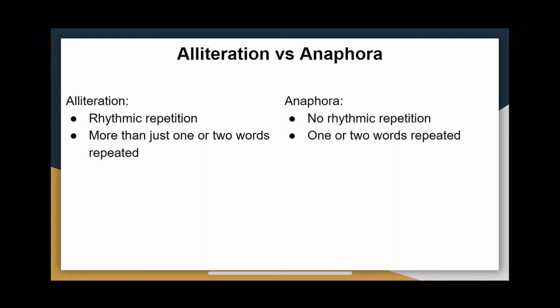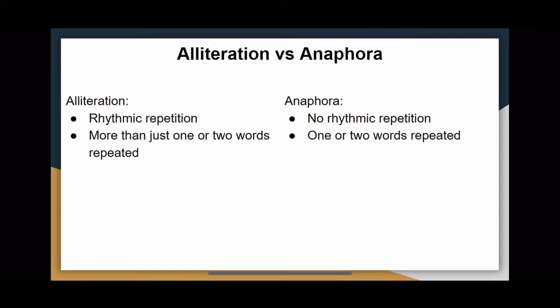A very simple way to figure out the difference between both is simply by listening for rhythmic repetition. Alliterations contain a rhythmic repetition, but not anaphoras. Anaphoras repeat words, and not the start of words or middle of words. They repeat words and they're not rhythmically repeated.